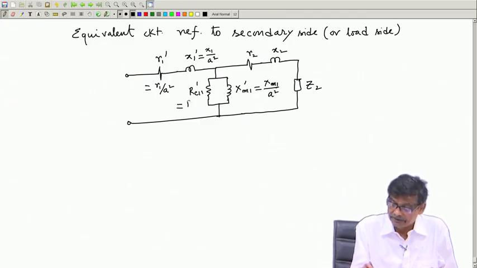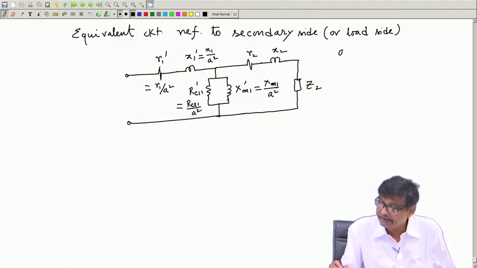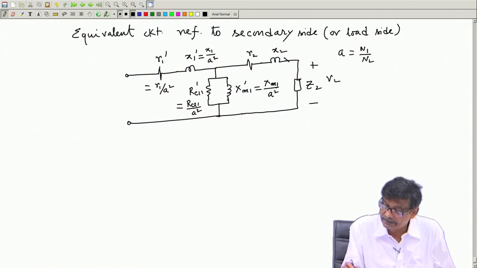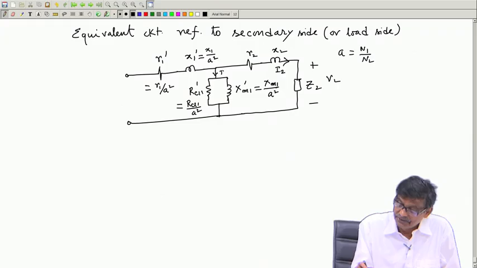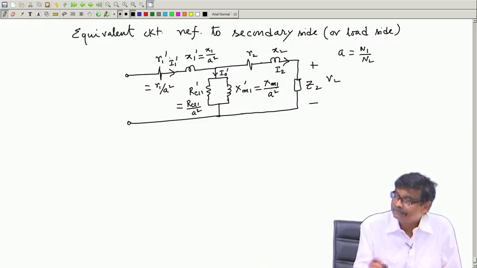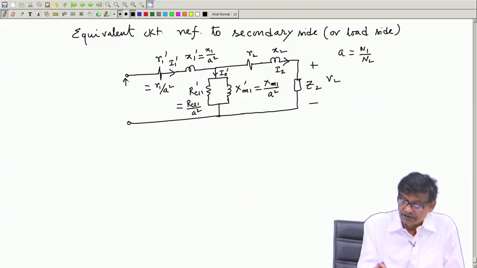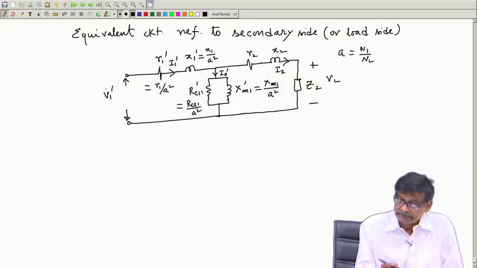And what is this one? RCL1 by A square. What is A? A is N1 by N2. What is this voltage? V2. What is this current? I2. What is this current? I0 dashed. And what is this current? I1 dashed, reflected here. And what is this voltage? It should be V1 dashed, and what is this V1 dashed? It will be actual V1 by A.